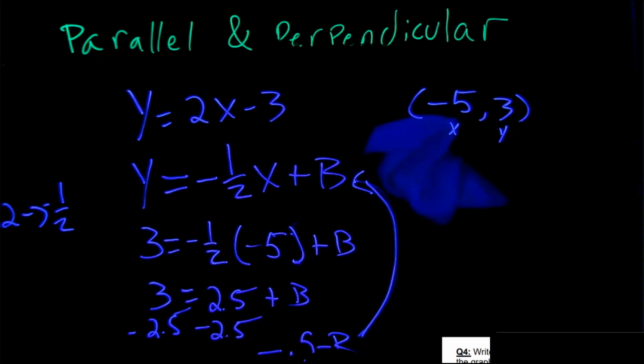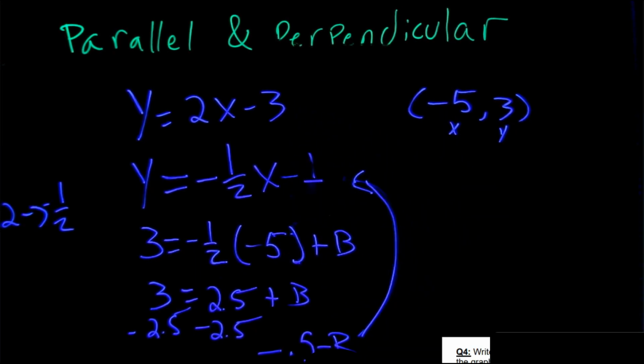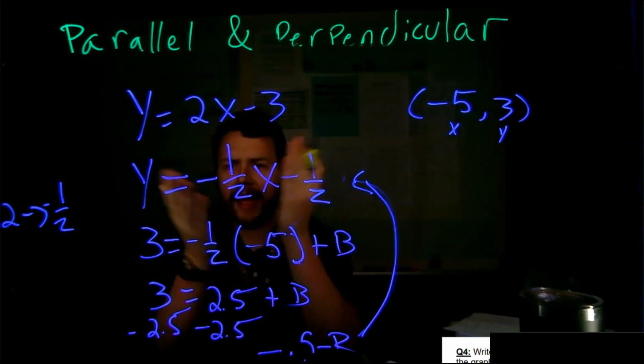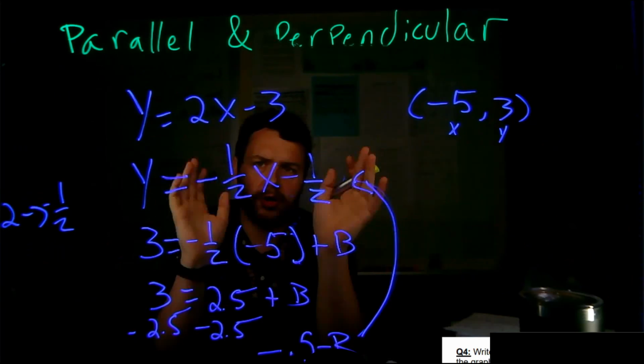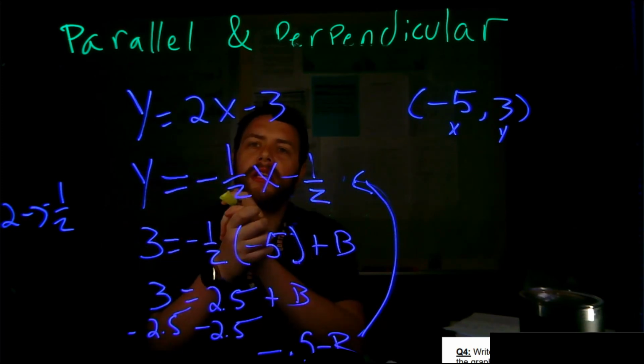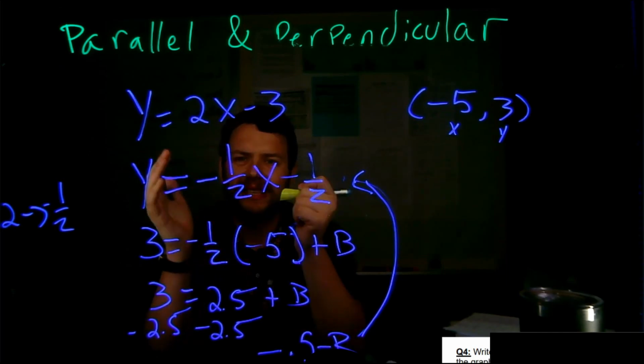So the real tricky part with perpendicular lines is that the slope has to be a negative reciprocal. If the slope's not a negative reciprocal, it will not be perpendicular. For parallel, the slope is the same. For perpendicular, the slope is a negative reciprocal. Feel free to Google negative reciprocal if you need more examples.